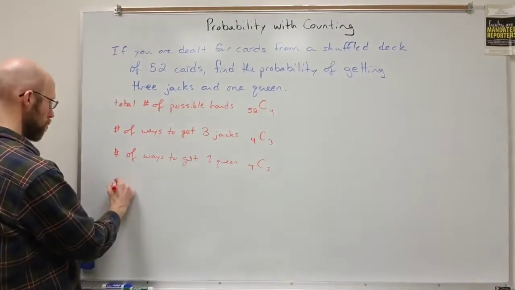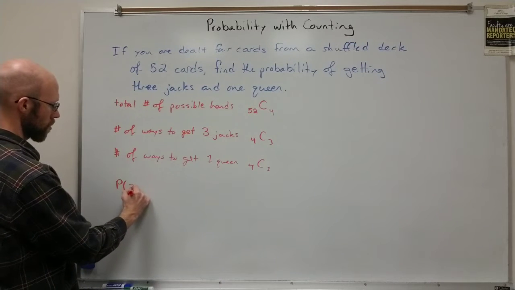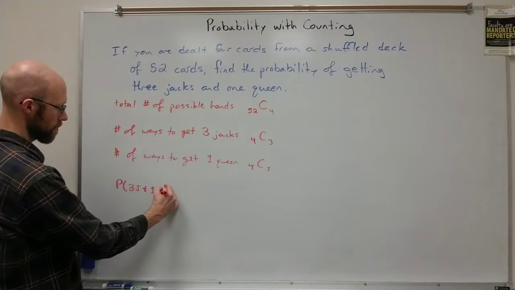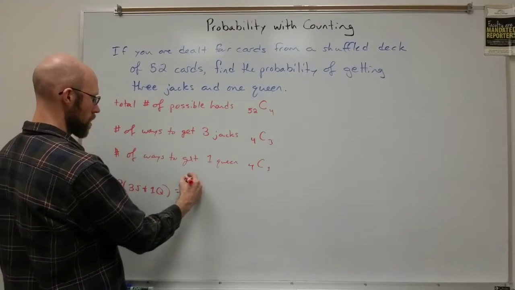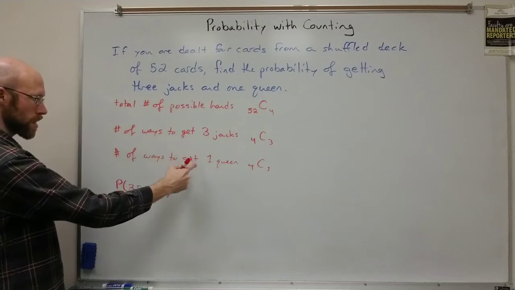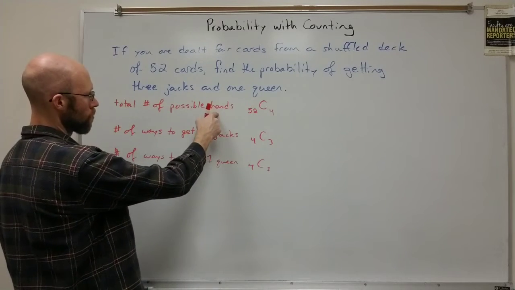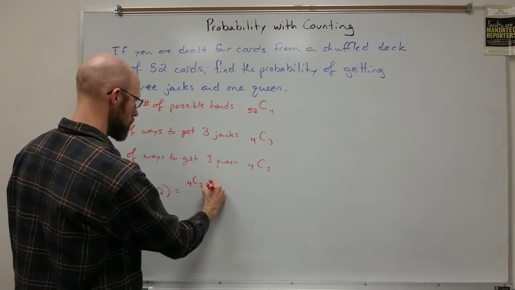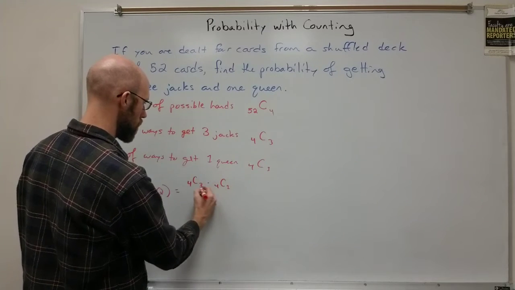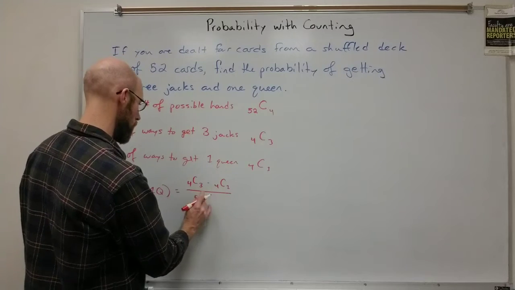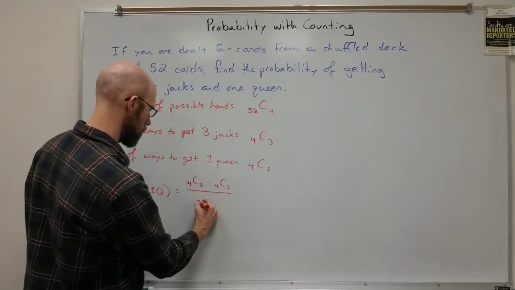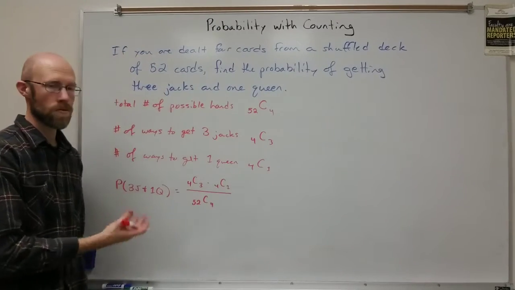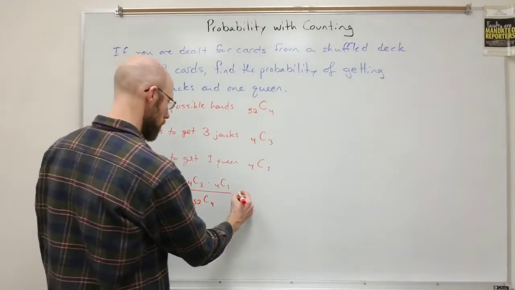So the probability of getting 3 jacks and 1 queen is going to be the number of ways to get the 3 jacks times the number of ways to get the 1 queen all over the number of possible hands. So that is 4 choose 3 times 4 choose 1 all over 52 choose 4. Now each of these can be calculated.